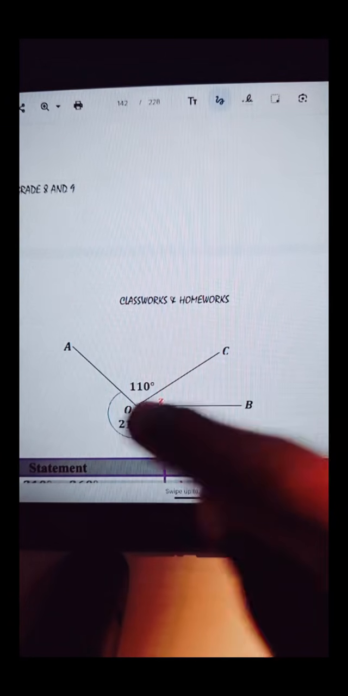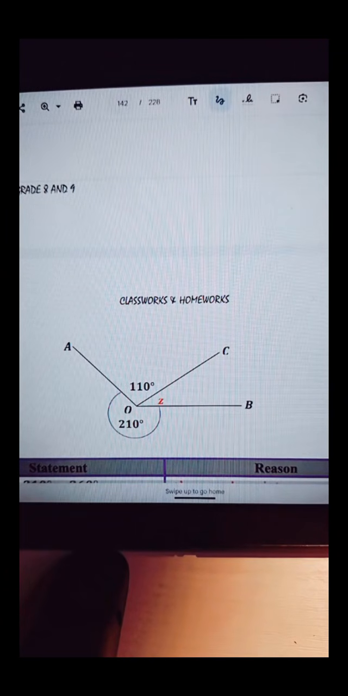So does this complete a full circle? In other words, does it complete a full revolution? Are these adjacent angles completing a full revolution? The minute you say they do, then it means you can add the three angles and say equal to 360. Reason? Angles around a point.